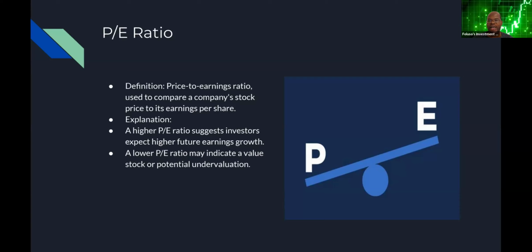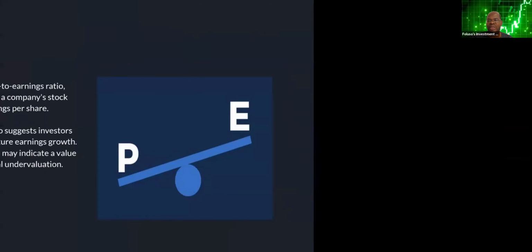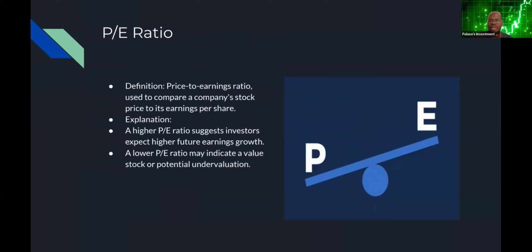A higher P/E ratio suggests to investors that they should expect higher future earnings growth. A lower P/E ratio may indicate the value of the stock or potential undervaluation. All right, so looking at this P/E, let's give an example. Stop sharing this. I'm going to share my screen now to give an example of what price earnings is like.